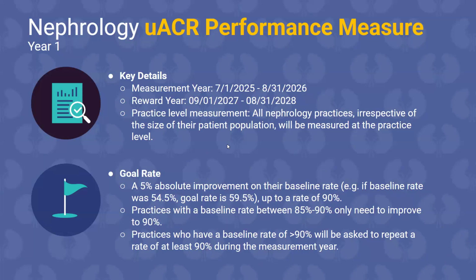And then this will be done at the practice level. The target for this performance measure is a 5% absolute improvement based on the baseline rate. So again, this is an absolute performance improvement. So if you are at 54.5%, you've got to get up to 59.5%. However, if you get to 90%, even if you're at 88%, you meet that goal. And then if you are already greater than 90%, we'll just ask to maintain that rate.